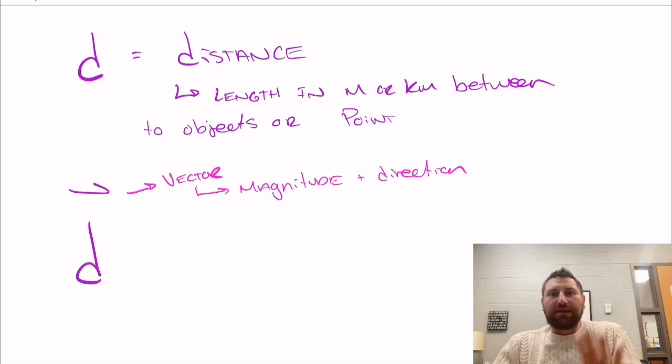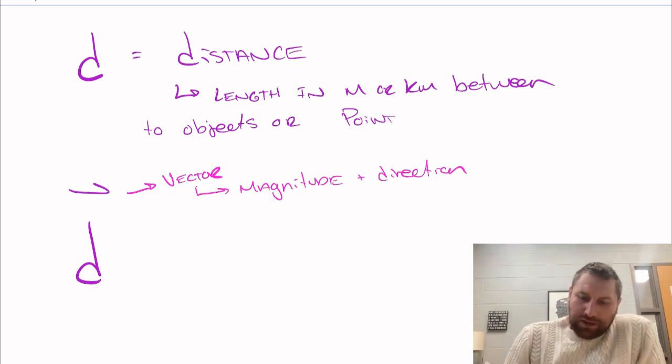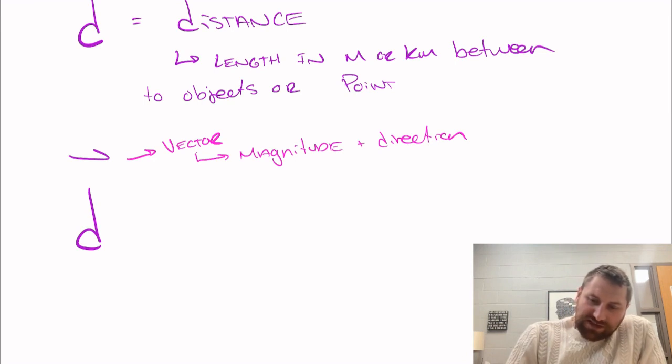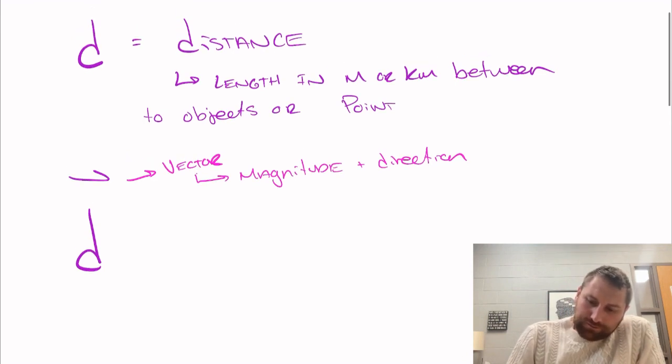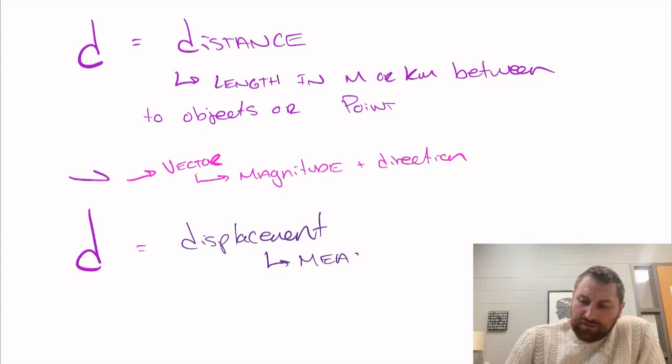And this kind of makes more sense if we look at it like a racetrack. So this is displacement. And displacement is always measured from one point to another.